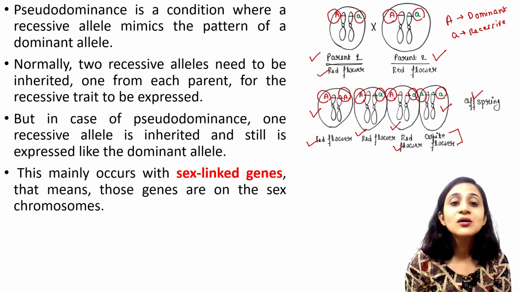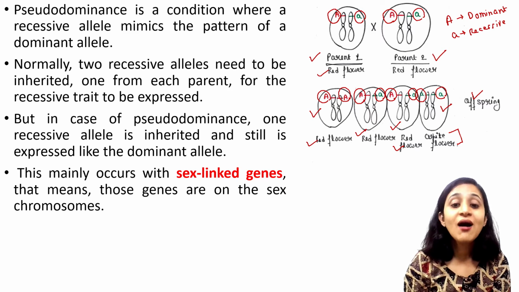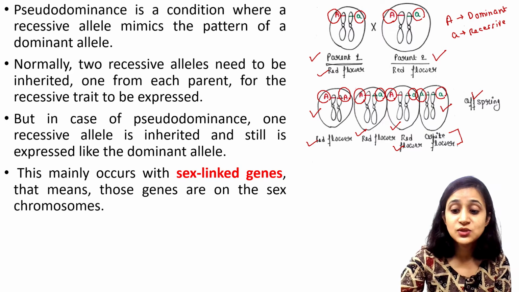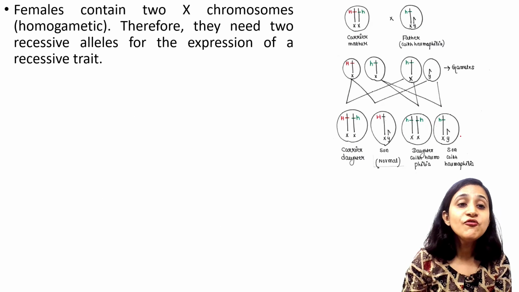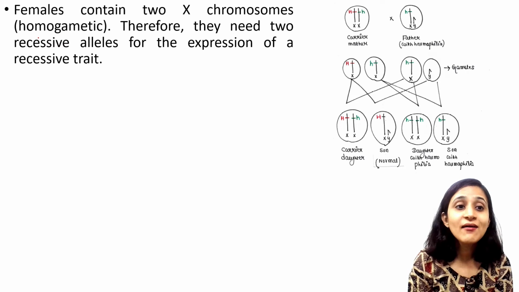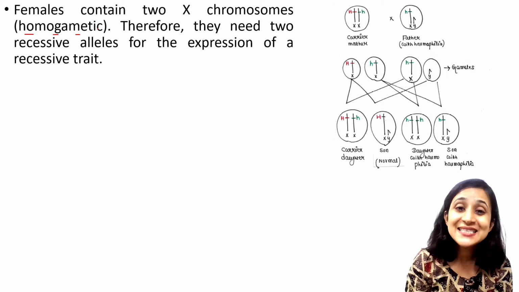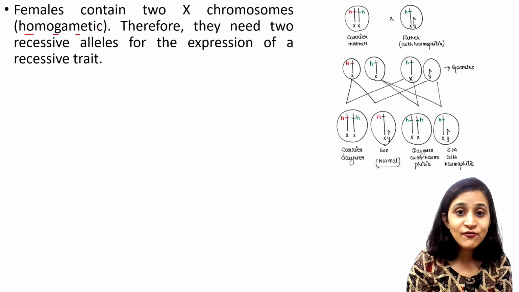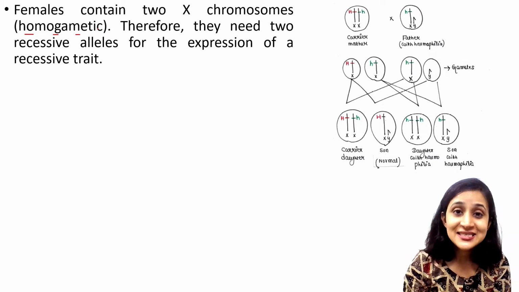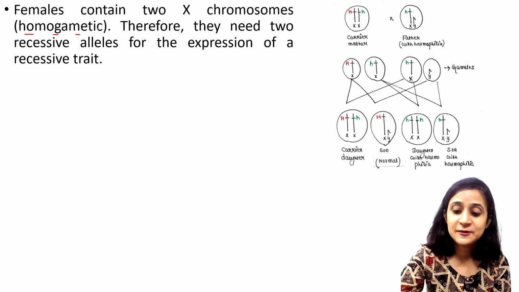This mainly occurs with sex-linked genes, that means those genes are on the sex chromosomes. Females contain 2 X chromosomes, that means they are homogametic because they have 2 same X chromosomes. Therefore, they need 2 recessive alleles for the expression of a recessive trait.